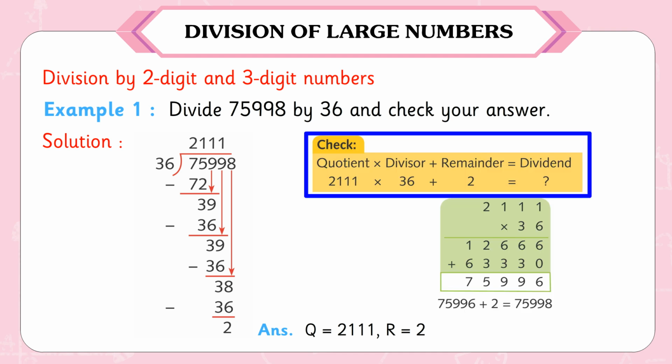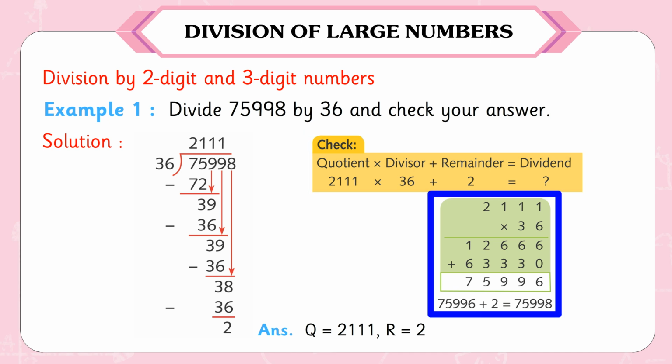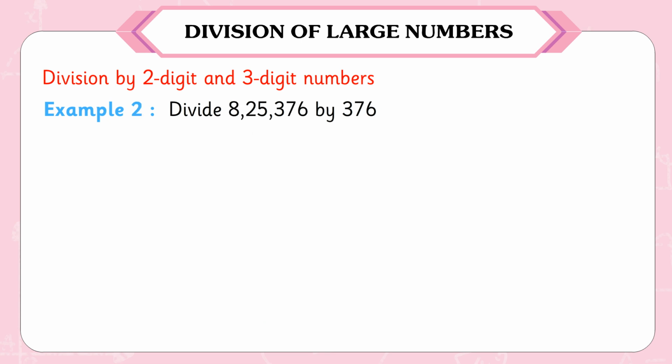Check. Quotient into divisor plus remainder is equal to dividend. 2,111 into 36 plus 2 is equal to what? 2,111 into 36, 12,666 plus 63,330, 75,996. 75,996 plus 2 is equal to 75,998.